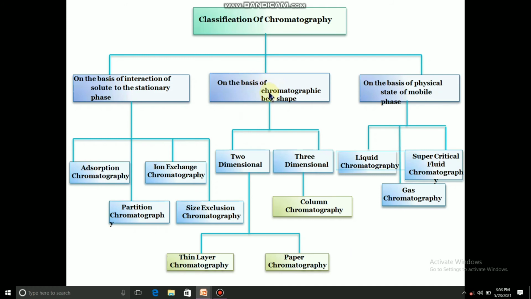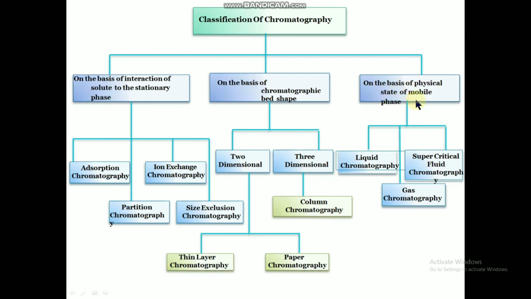Next one is on the basis of the chromatographic bed shape. It is again divided into two types, two-dimensional and three-dimensional. Two-dimensional examples are thin layer chromatography and paper chromatography, and a three-dimensional example is column chromatography. On the basis of the physical state of the mobile phase, it is divided into three types: liquid chromatography, supercritical fluid chromatography and gas chromatography.